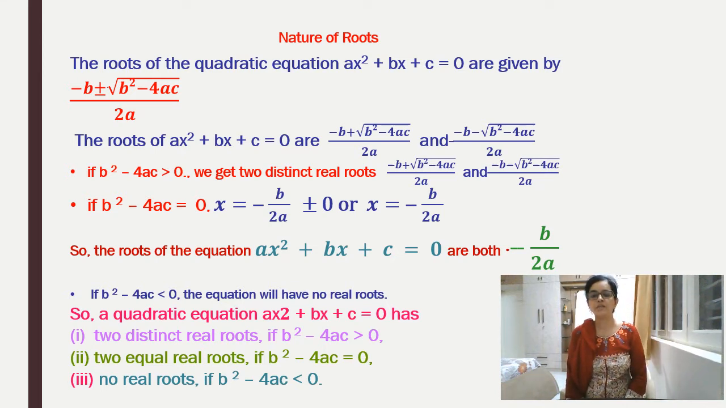Students, did we ever ask ourselves the question that what is the nature of the roots of the quadratic equation ax squared plus bx plus c is equal to 0? We know the quadratic formula minus b plus or minus root of b squared minus 4ac upon 2a is the formula to find out the roots. But what about the nature of its roots?